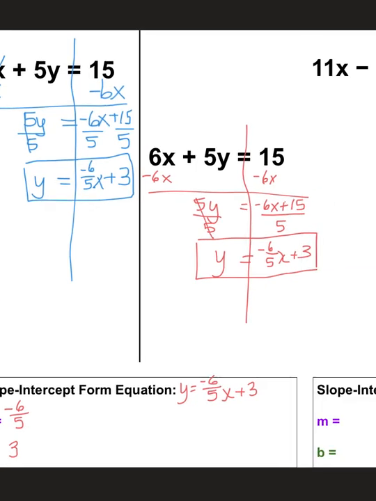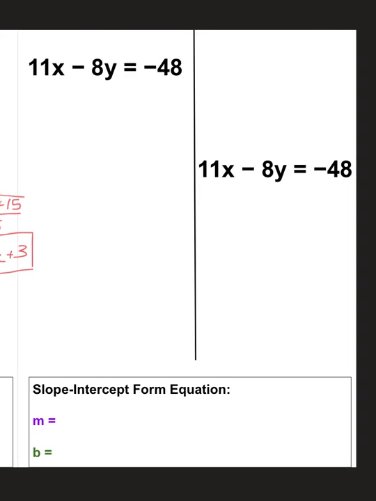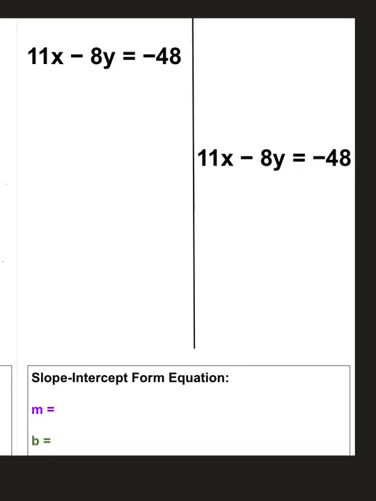Now I'm going to take a look at the last example, and we have this one right here. All right, so 11x minus 8y equals -48. So I need the y by itself, so I'm going to start by canceling out the x term by subtracting 11x, the whole term, on both sides of my equation. I am left with a -8y on the left, and then I have -11x minus 48 on the right side.